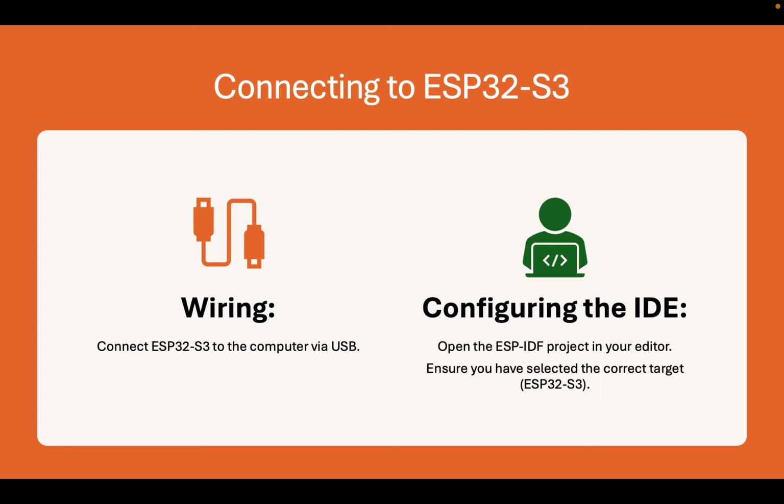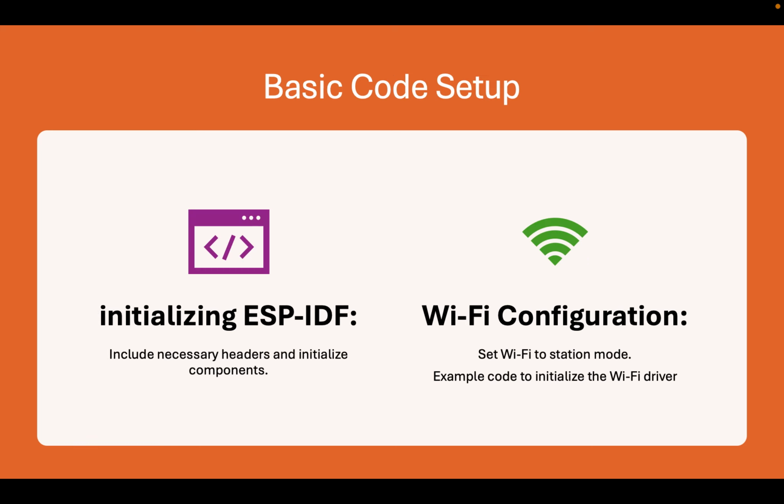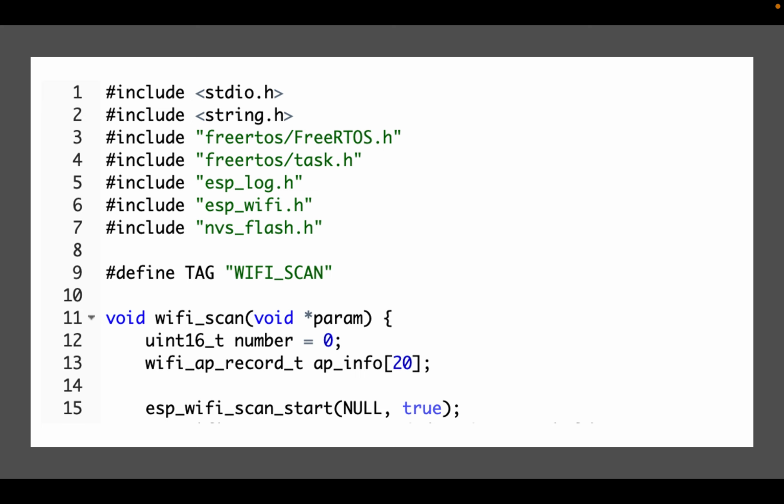And let's go to the configure the IDE part. Open the ESP-IDF project in your editor. Then ensure that we have the correct target selected, that is ESP32-S3. Basic code setup is to initialize ESP-IDF, include the necessary headers and initialize components, and set the Wi-Fi to station mode. Example code to initialize the Wi-Fi driver. The code we will examine next.